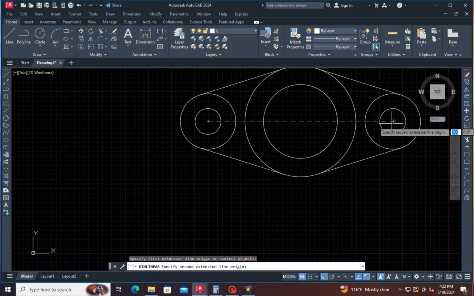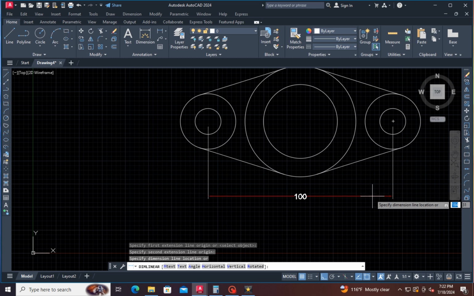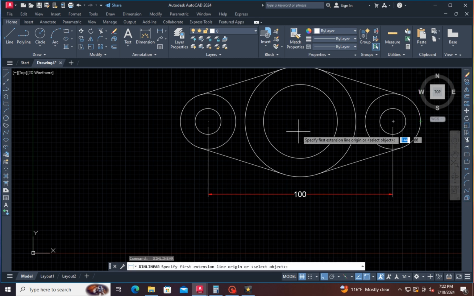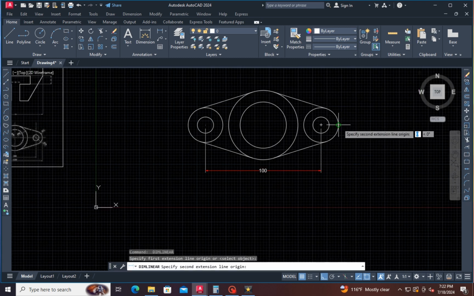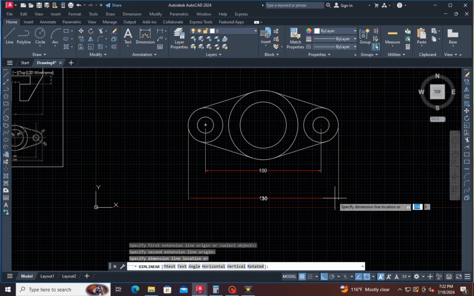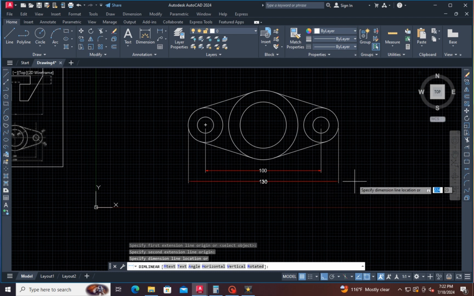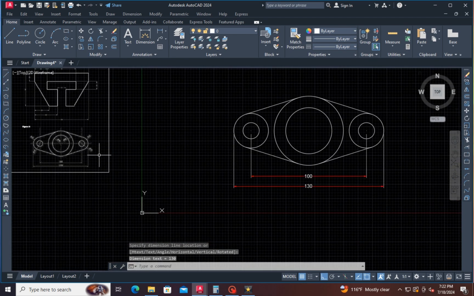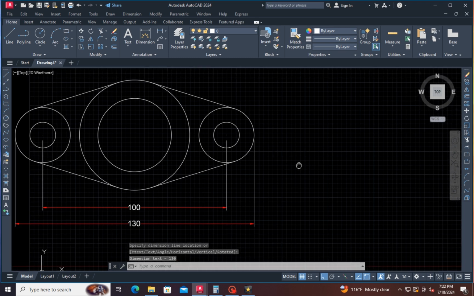AutoCAD is very good software for making diagrams, especially detailed drawings, very accurate you can make. So always use AutoCAD commands when you have such drawings.